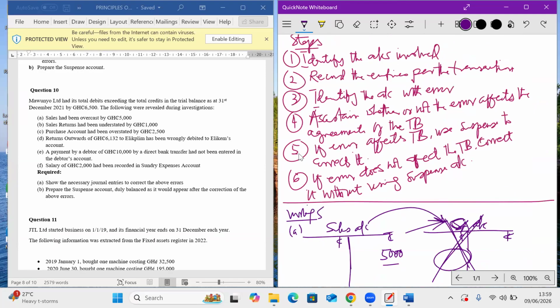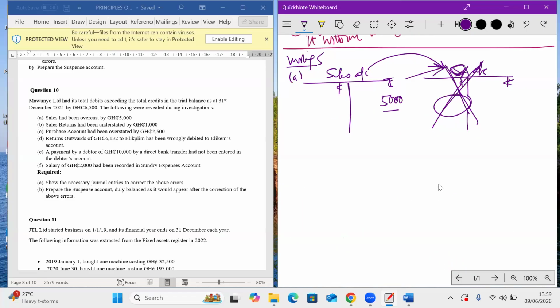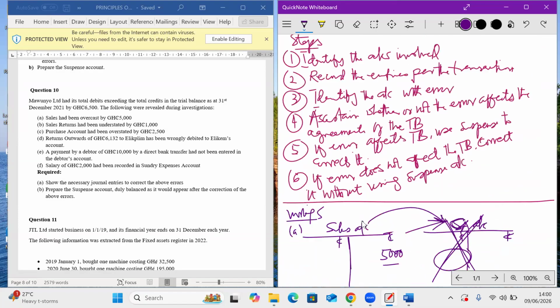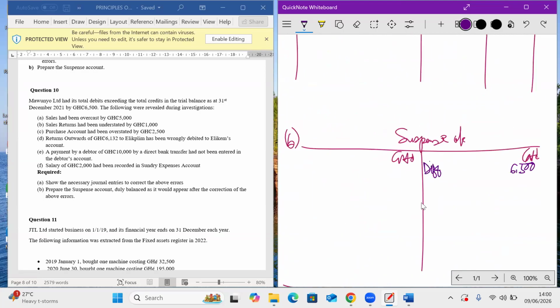Okay, now let's continue. If it affects, we go to the fifth step. If the error affects the trial balance, use what? Suspense account to correct it. Because it will affect it, I'll create a suspense account here. This is a mini suspense account, and the mother suspense account is here. The bigger one is here. So after I use the mini to correct it here, I'll transfer what is in the mini into the mother. Are you getting it? Okay.